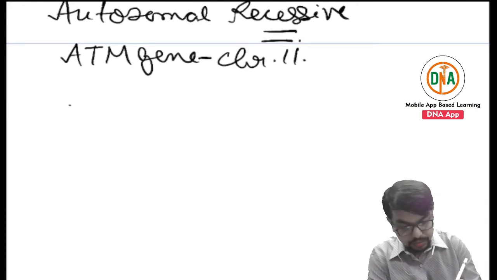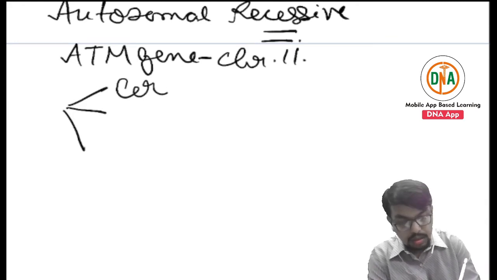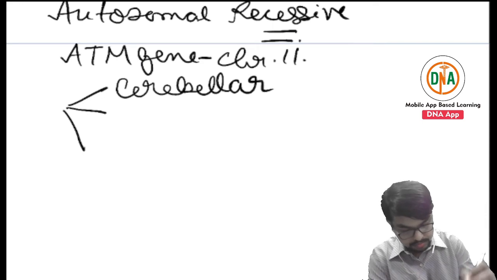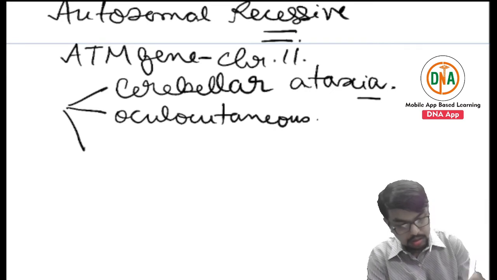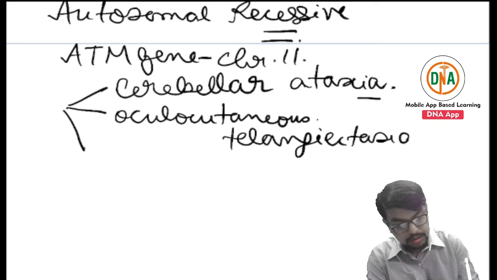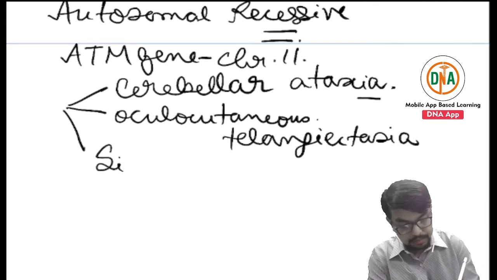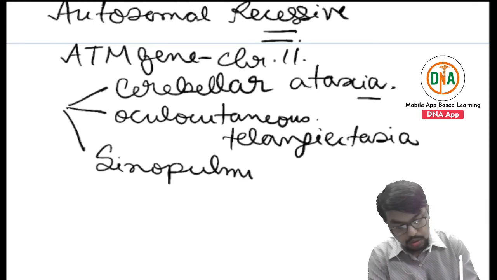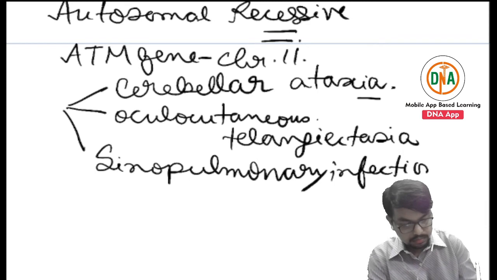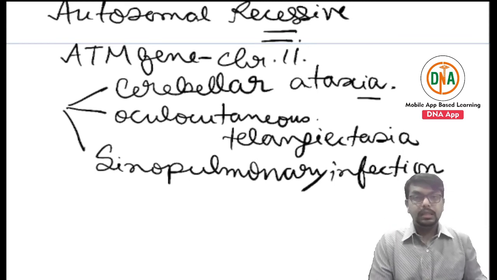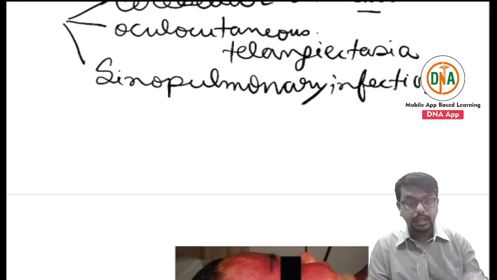What are the characteristic features? There will be cerebellar ataxia. Okay. There is oculocutaneous telangiectasia. As it is implied from the name, there will be telangiectasia. And there will be sinopulmonary infection. Okay, these are the features of ataxia telangiectasia.